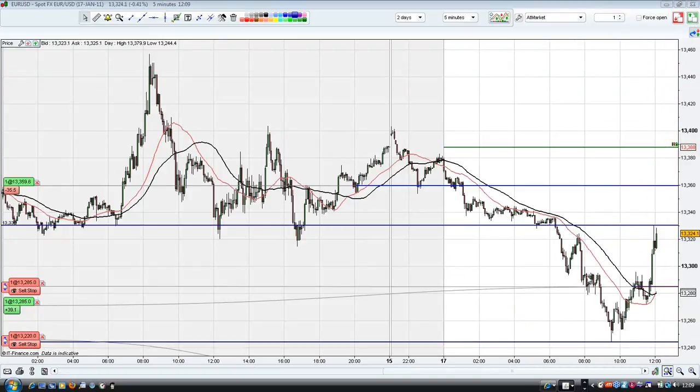Okay, any questions? I think there's a question here. So the question here: was your order already in place before the market broke the moving average 50, or did you wait for the slight pullback on that candlestick before you placed your order?